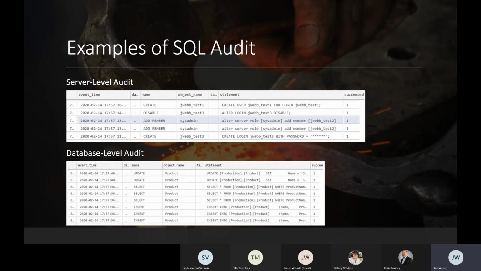We can also do it at the database level as well. You can see here that inside of this database, there is a table named product, and working from the bottom to the top here, you can see some inserts were made, and you can see the SQL statements that were used to create those inserts. You can see some select statements were issued, and then some update statements were issued. And so we can see the exact access to that table, to the product table in this case, and the SQL statement that was used to initiate that.